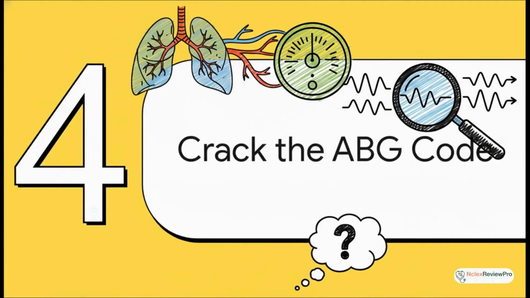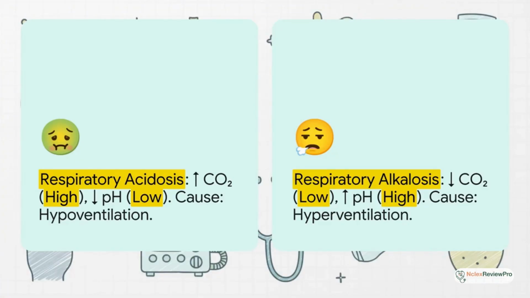All right, let's quickly talk about arterial blood gases. Look, for the NCLEX, you do not need to be an ABG expert, but you absolutely have to be able to recognize the basic patterns, especially the respiratory ones. Here's the simplified version you need for the exam. Just look at the relationship between CO2 and pH. If they're moving in opposite directions, like one's high and the other's low, you should immediately think respiratory. High CO2 with a low pH, they're not blowing off enough CO2 and they're acidotic. Low CO2 with a high pH, they're blowing off way too much and they're alkalotic.